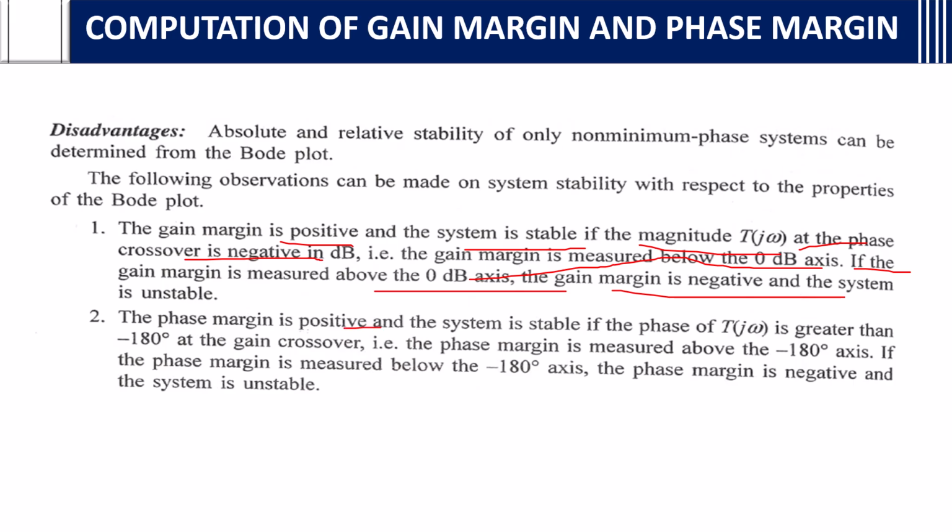The phase margin is positive and the system is stable when the phase of T(j omega) at the gain crossover is greater than minus 180 degrees. The phase margin is measured above the minus 180 degree axis, as it is positive. If it is measured below the minus 180 degree axis, the phase margin is negative and the system is unstable.